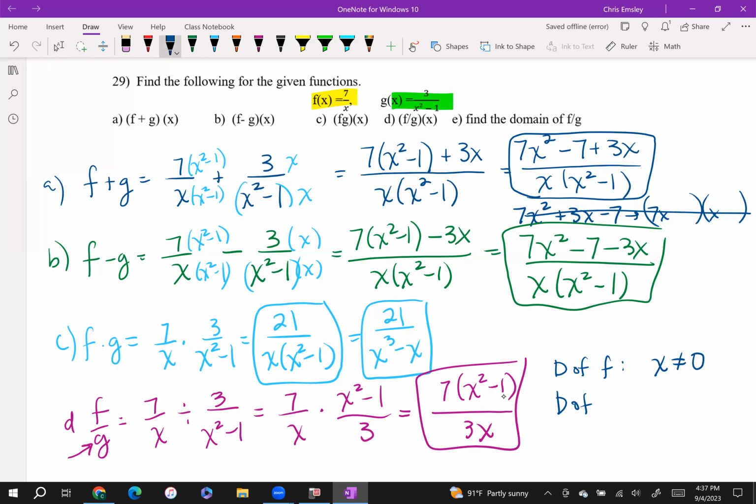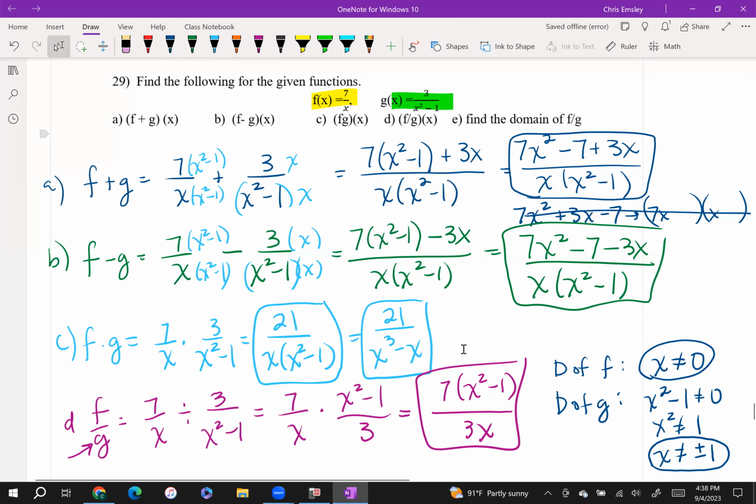The domain of g, we have to make sure, again, no 0 in the denominator. The denominator of g is x squared minus 1. That means x squared cannot be 1. Take the square root of both sides, we get x cannot be plus or minus 1. So we have to throw 0 out of our domain. We have to throw positive 1 and negative 1 out of our domain.